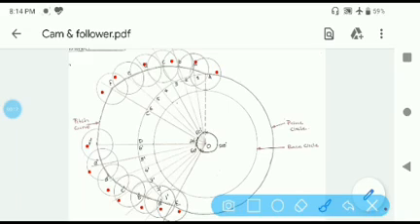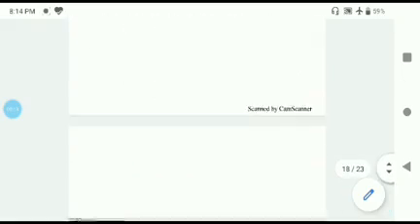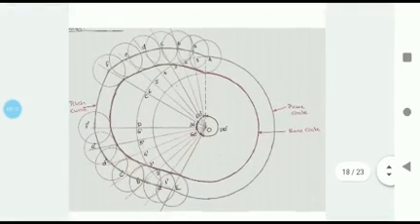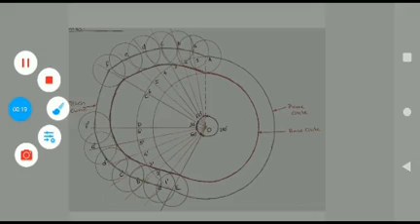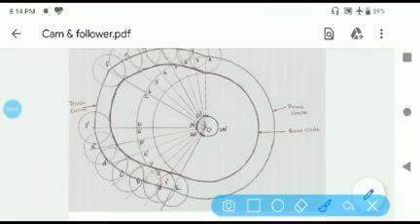Now what you need to do is, we need to join all the lowest points of those circles. So starting from this point, you join all the lowest points of those circles.